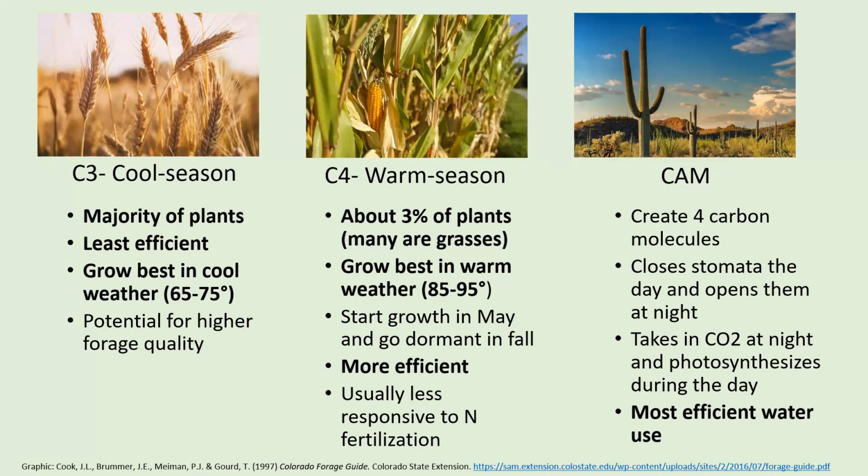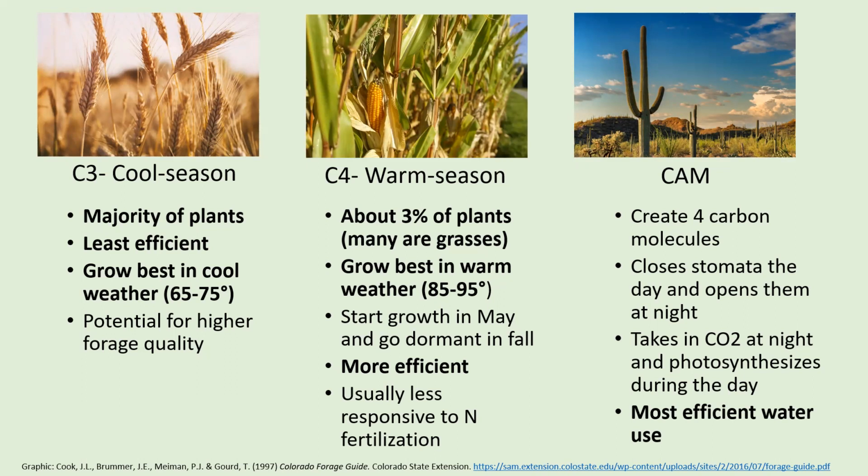So then we can move on to our warm season grasses. Of the plants in the world, there's fewer warm season plants or C4. They create a 4 carbon molecule. A lot of these are grasses. Corn is a common one that we think of. They grow best in warm weather around 85 to 95 degrees. They usually start growth in May and they go dormant in fall, whereas our cool seasons might start growth earlier and finish later. They're more efficient in how they use their energy.